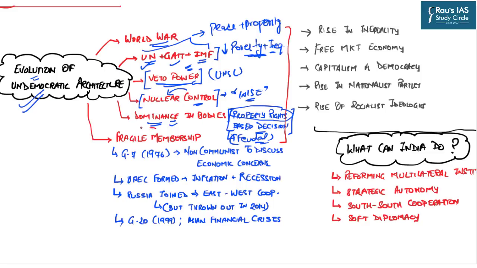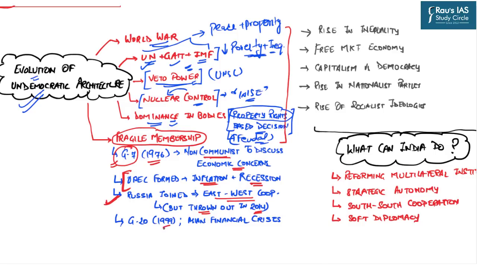And next comes the fragility in the structure of various organizations, the fragile membership, which is based on political agendas. For example, in 1976, the G7 was born, and it signaled that non-communist countries were coming together to discuss economic concerns relevant for the whole world. But this period also witnessed the rise of inflation and recession across the globe, and as a result, OPEC was formed. Further, Russia was also given membership of the G7 grouping, which signaled that East-West cooperation was growing. But in 2014, when Russia invaded Crimea, it was thrown out of the G7 membership.